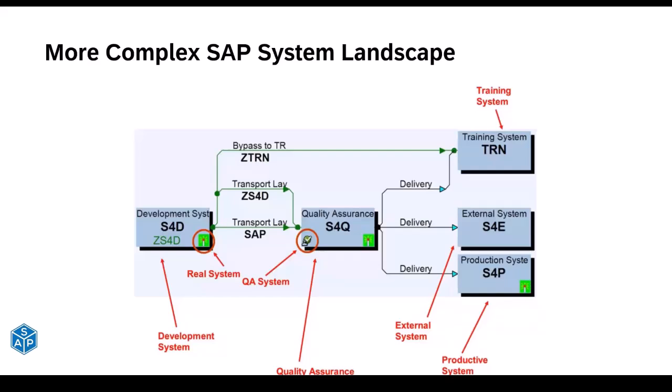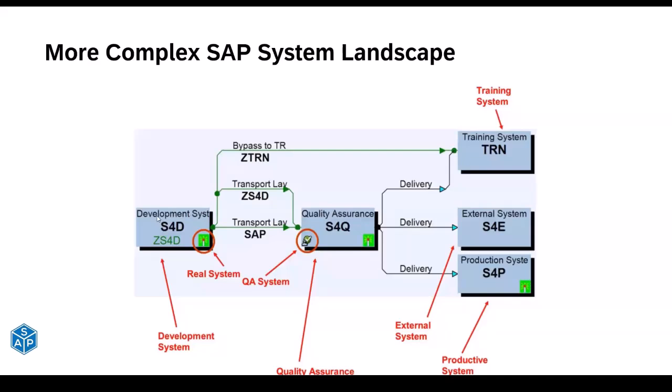I have one more question. From development S4D to the TRN training system, we have a bypass to TR, so ZTRN. What is that actually? Again the same thing, I think, over here. You have two transport layers. One is for standard objects, the other is for Z objects.